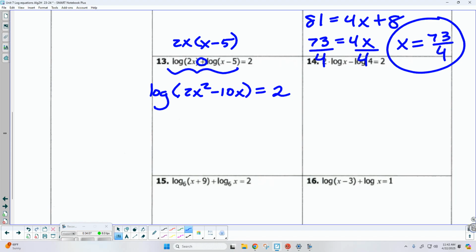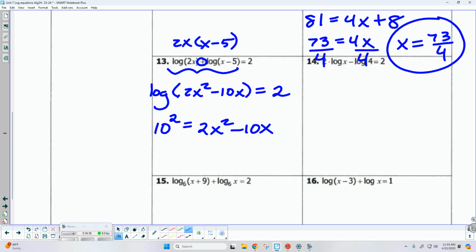Is everybody okay with that? Okay. So once you've got it down to the log isolated equals a number, what do you do? Okay. So what would that exponential form be? What's my base? Base 10 to what power? 2. And what would it equal? There you go.